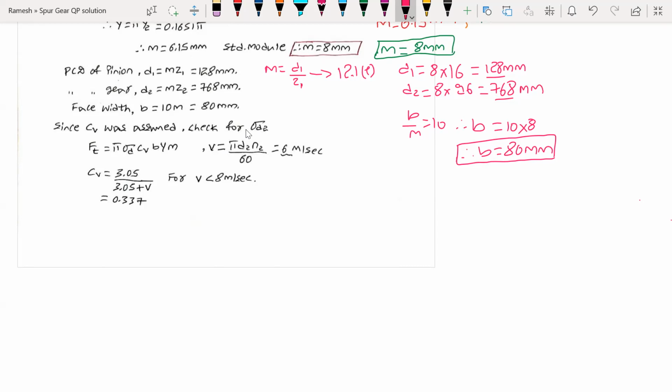For the gear, I can use this equation, that is Ft. We know that Ft is equal to pi sigma d Cv into b into y into m. This is equation 12.5a.